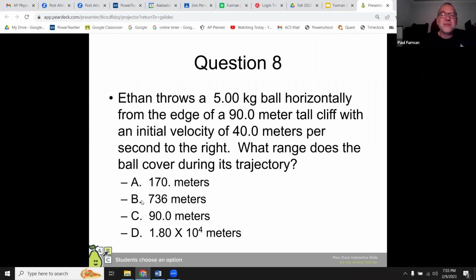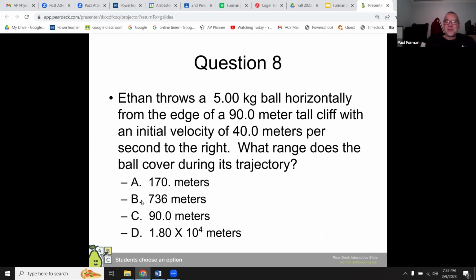For the next couple of questions, we're running a little bit short on time, so I'll just talk through them. Ethan throws a 5-kilogram ball horizontally from the edge of a 90-meter tall cliff with an initial velocity of 40 meters per second to the right. What range does the ball cover during its trajectory?